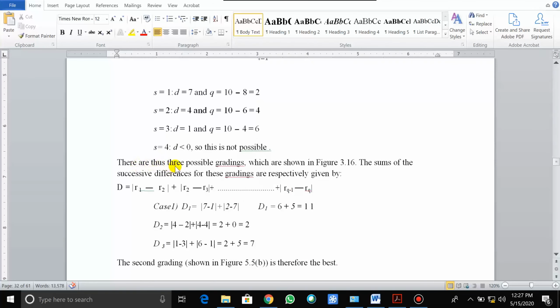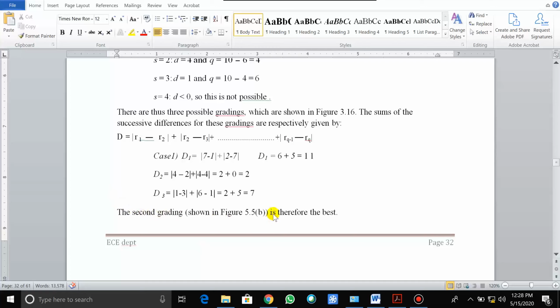There are thus only three possible gradings, which are shown in the figure. The sum of successive differences of these gradings respectively is given by this equation, and we have D1 as 11, D2 as 2 and D3 as 7. Just substitute the values and find out the answer.